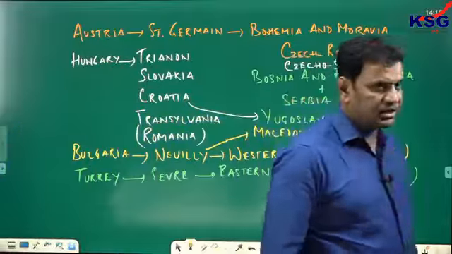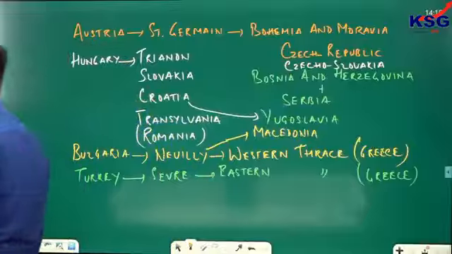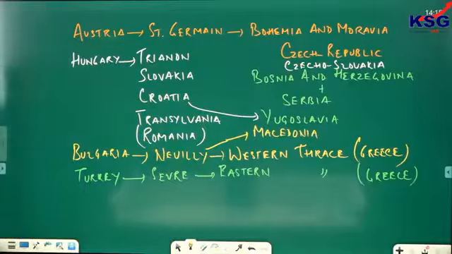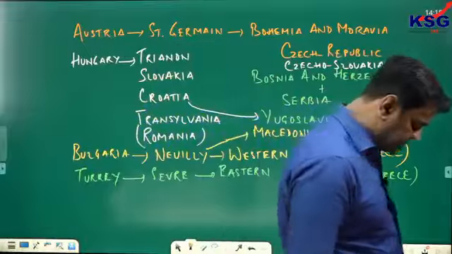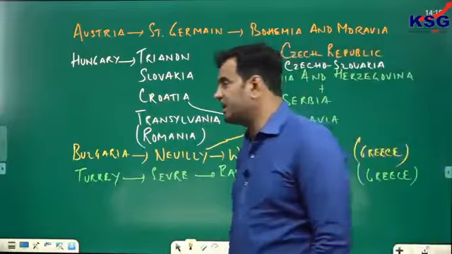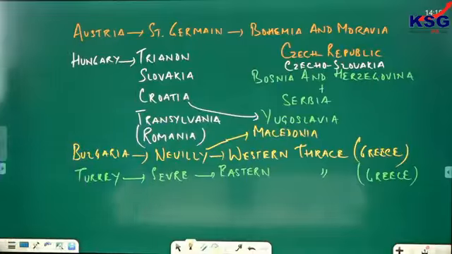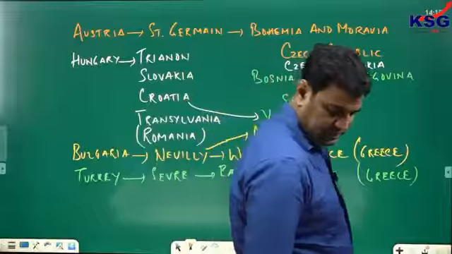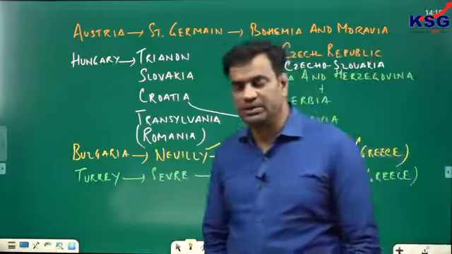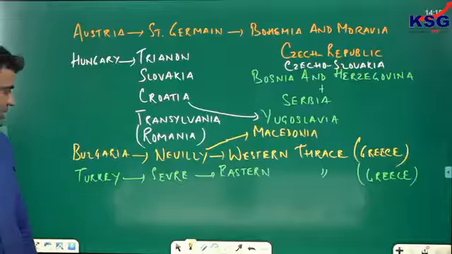Moreover, the region of Western Thrace was taken from Bulgaria and integrated with Greece.